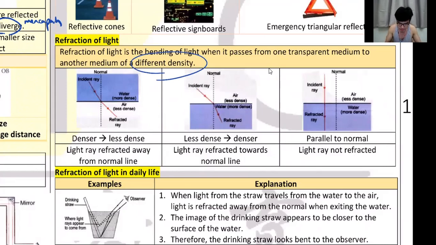When they slow down, it will bend in. Can you see? I go from like that to like that. I bend in already. So this angle is still called I, this is still called R. I is bigger than R. This going in angle, the incident angle, is bigger than the R angle, the refracted angle. So I bigger than R.